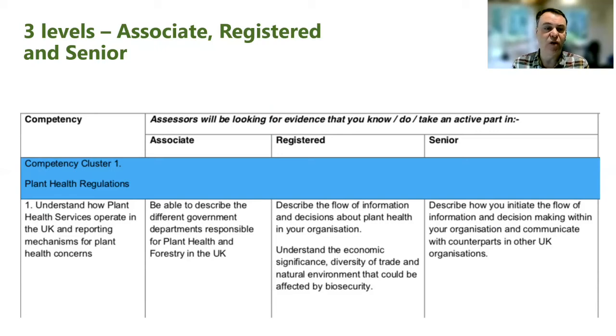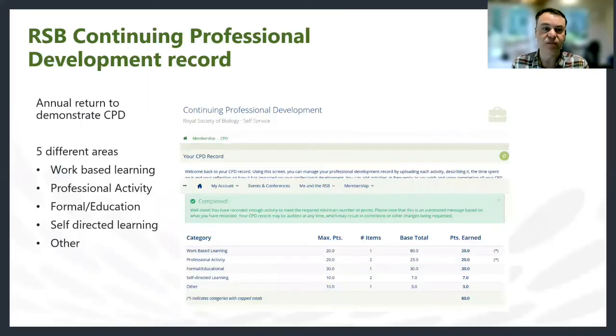So for example, if we look at competency cluster 1, the plant health regulations. At an associate level, you'd be expected to be able to describe the different government departments responsible for plant health and forestry in the UK. If you're applying at the registered level, you'd expect to also be able to demonstrate competency in the flow of information and understand the economic significance, for example. And then finally, at the highest level, at senior, you'd also have to describe how you initiate the flow of information. So it is a cumulative building of competency across the areas.